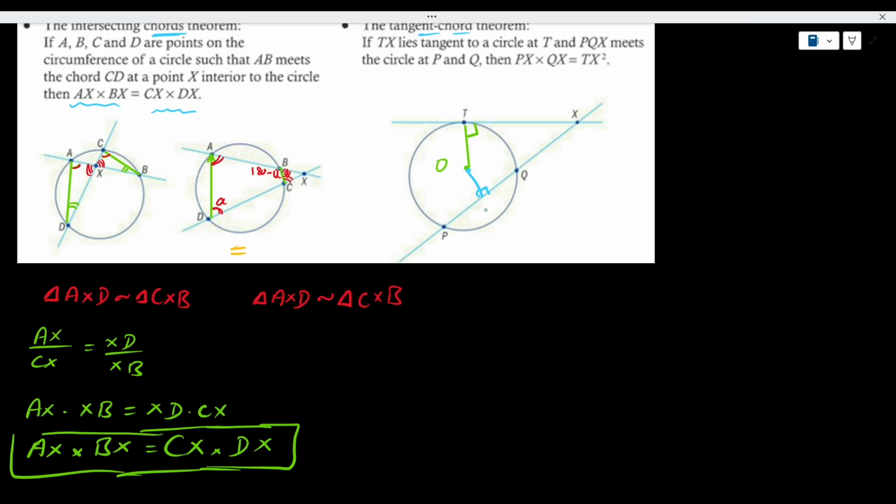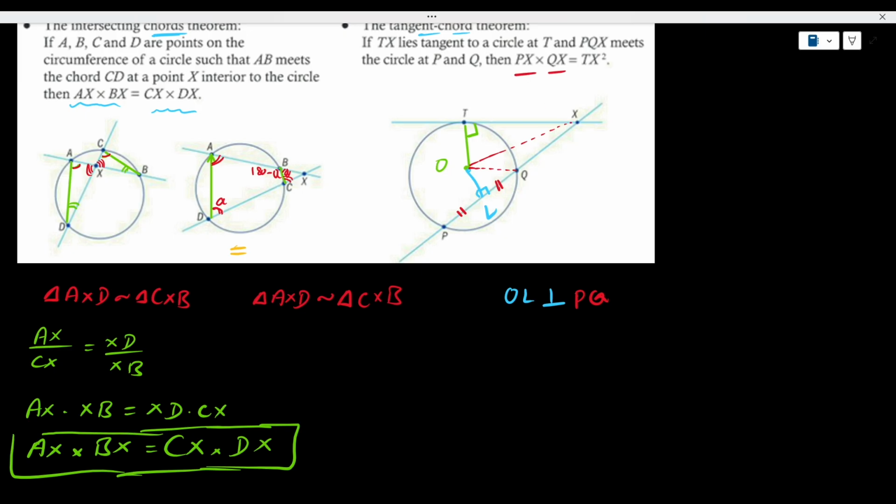If I draw this and label it L, OL is perpendicular to the chord PQ. Here OL is perpendicular to the chord PQ, so it's going to bisect the chord PQ at L. Now you can join O to Q and O to X. Correct? What is the result here?